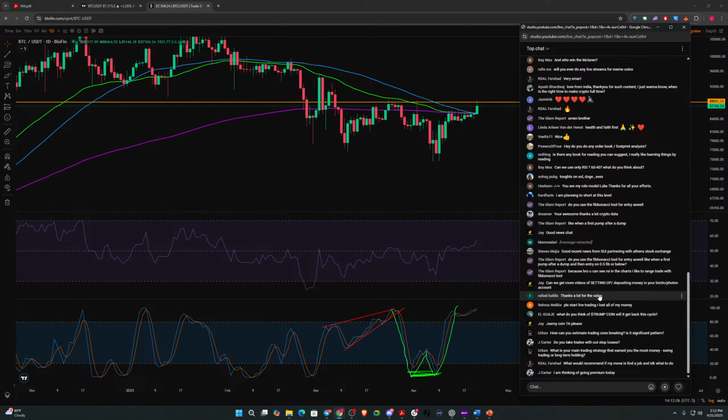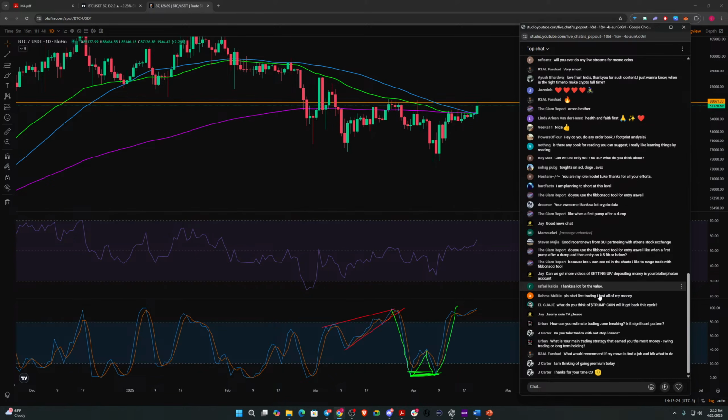El Huay says, what do you think of Trump coin? Will it get back this cycle? Man, I don't think Trump coin's going to get back. I mean, they've provided some value with it to where people who hold the most Trump coins are getting, I guess, access to a dinner with Trump if they hold a certain amount. So that's why we saw a recent pump last week. But besides that, it's hard to say. Unless they create some type of utility for it, then it may just continue ranging between $5 to $10.